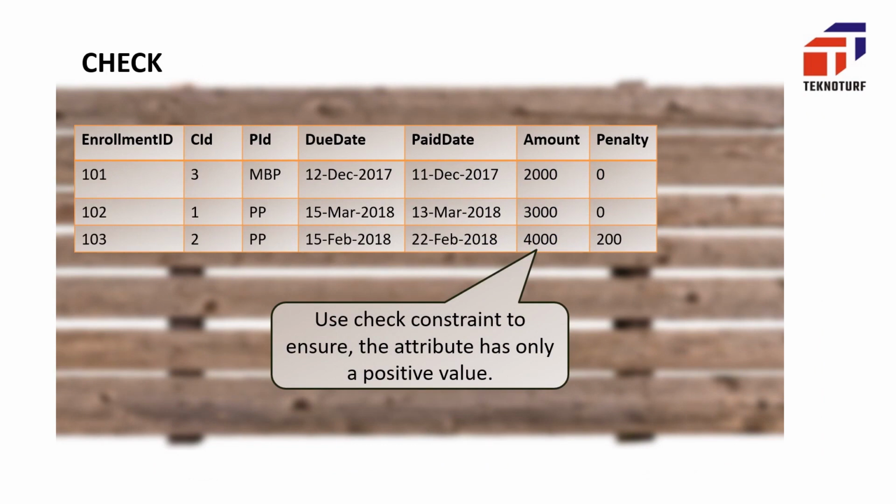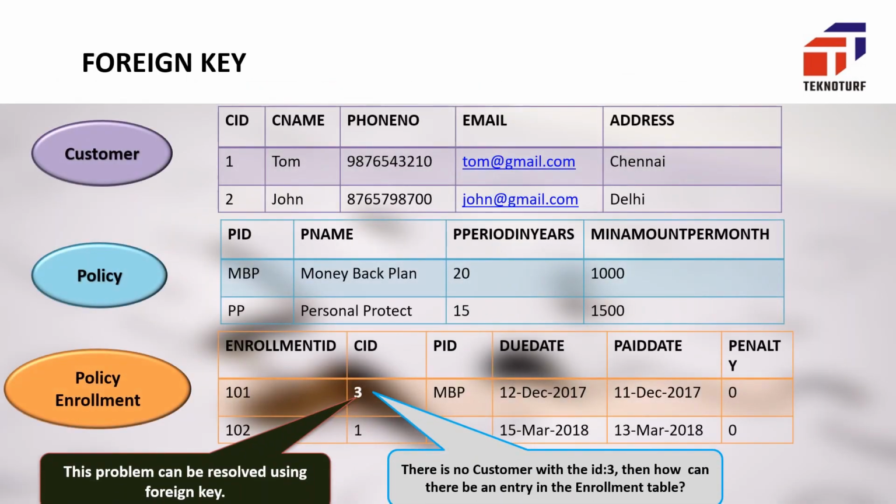How can we ensure whether the user is providing a positive value for the amount to be paid? We can make use of a check constraint to do this task. A check constraint enables a condition to check the value being entered. For the customer table, CID is a primary key. For the policy table, PID is a primary key. For the policy enrollment table, enrollment ID is a primary key.